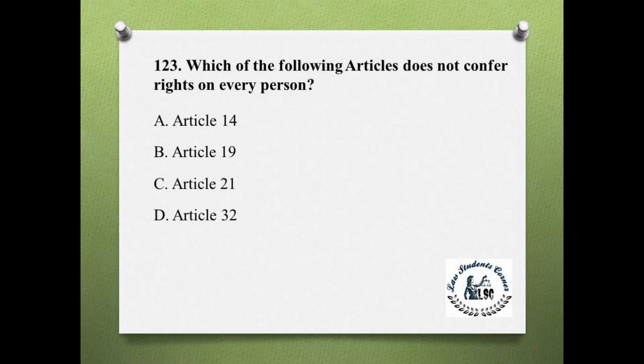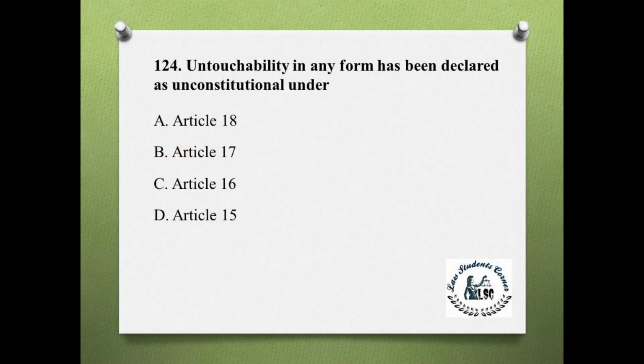Question number 123. Which of the following articles does not confer rights on every person? Option A, Article 14. Option B, Article 19. Option C, Article 21. Option D, Article 32. Correct answer is option B, Article 19.